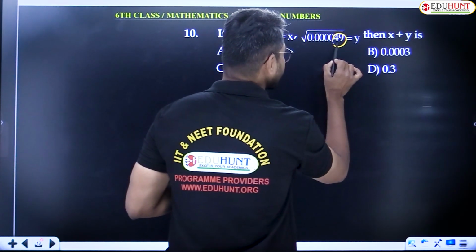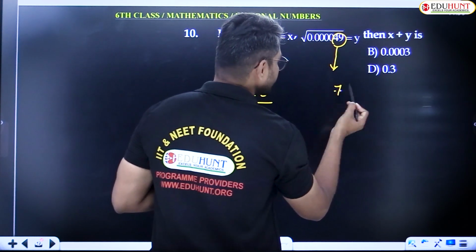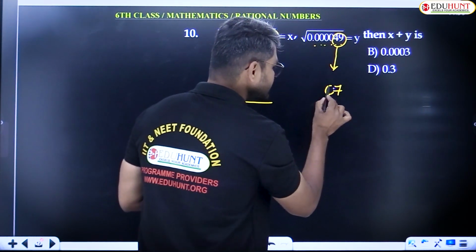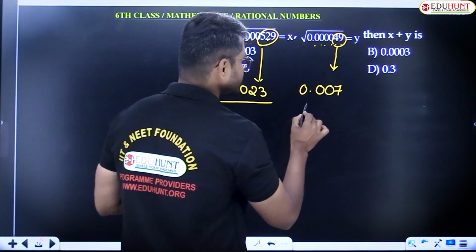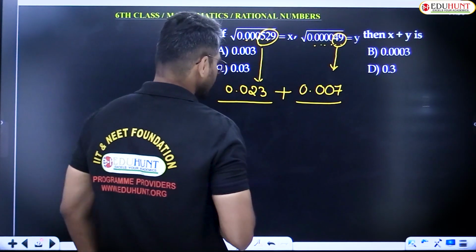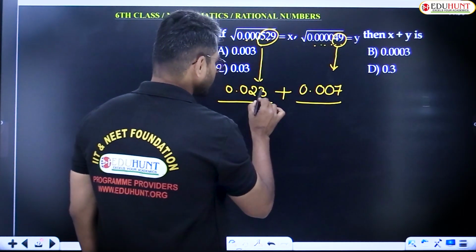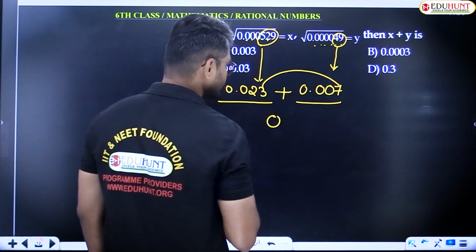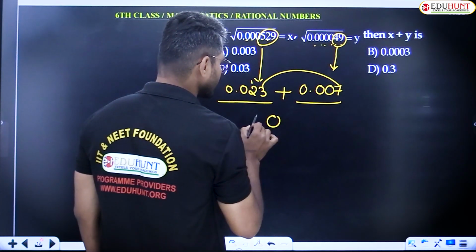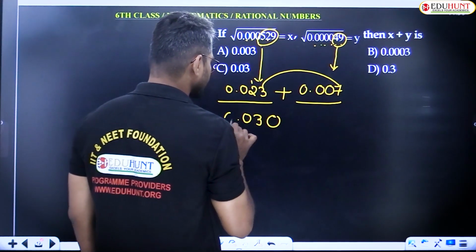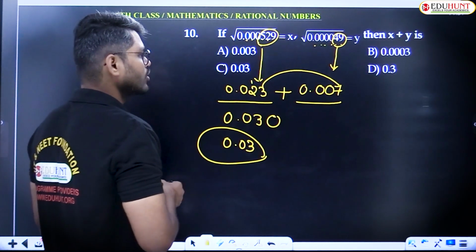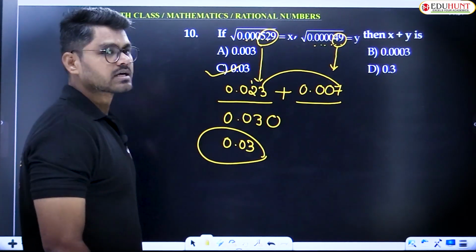And 49. Square root of 49 is 7. How many digits are there? 2, 4, 6. That means 3 digits must be there. That means 0.007 is y. Then x plus y is equal to, just add these numbers. 3 plus 7, 10, 1, 1 plus 2, 3, 3 plus 0, 3, 0 plus 0, 0. That means 0.03 is the value of x plus y. Option C is the correct answer.